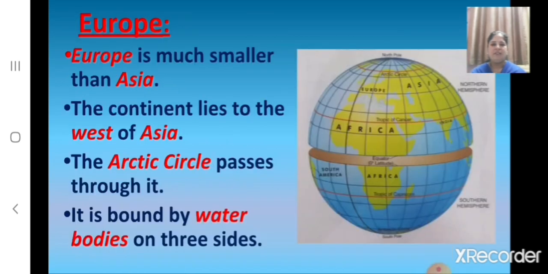Now children, let us revise the next continent, that is Europe. We can see that Europe is much smaller than Asia. And where does this continent lie? The continent of Europe lies to the west of Asia. And which circle passes through it? The Arctic Circle passes through it. And what is it bound by on 3 sides? The continent of Europe is bound by water bodies on 3 sides.